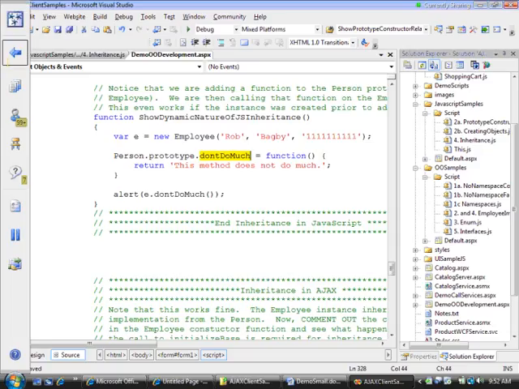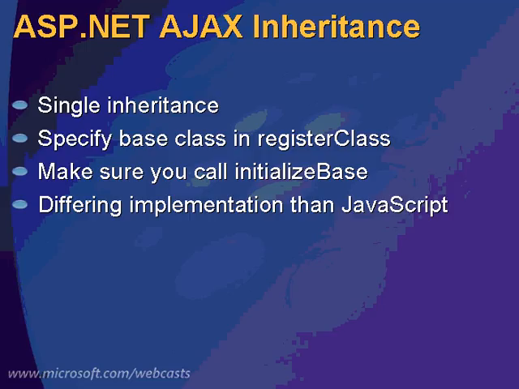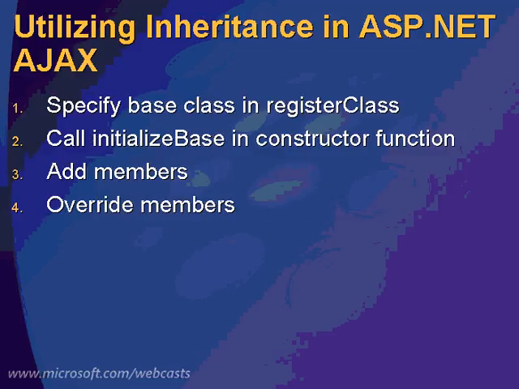Now I'll show you later that that's not possible inside of our implementation of ASP.NET Ajax inheritance. What we have in ASP.NET Ajax is single inheritance, so you can inherit from one base. You specify the base class and register class. I've showed you that. I've talked to you about the importance of calling initialize base, and I've mentioned that it's a different implementation than JavaScript. And how we utilize inheritance in ASP.NET Ajax, I just walked through all of this. Specify your base class, call initialize base, add any members, and then override any members that you want to override.